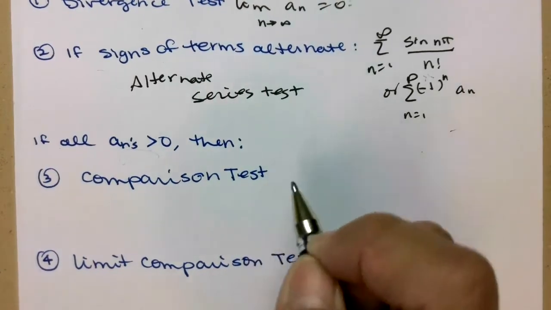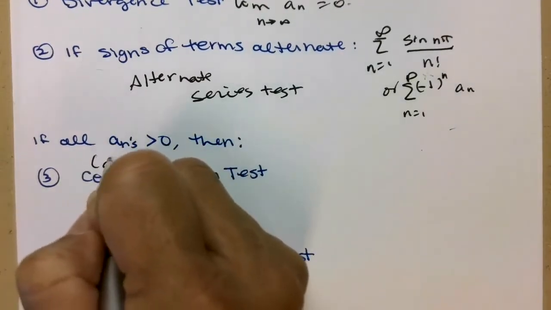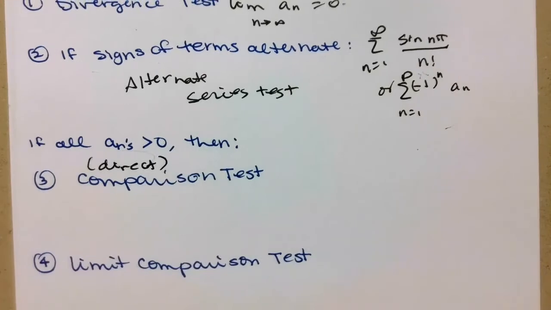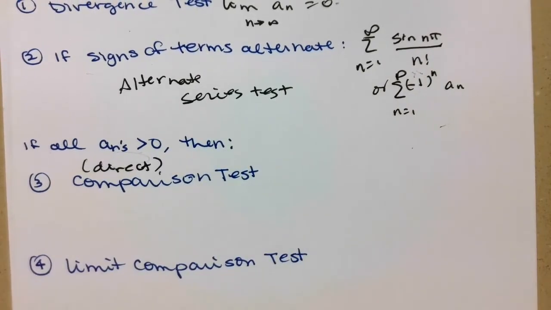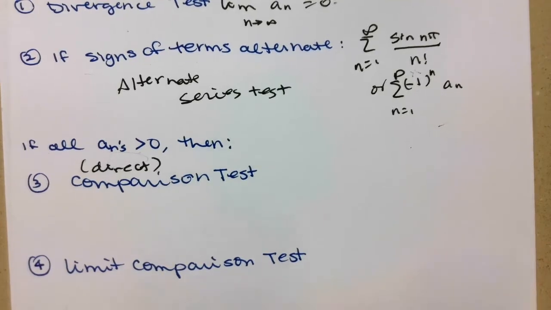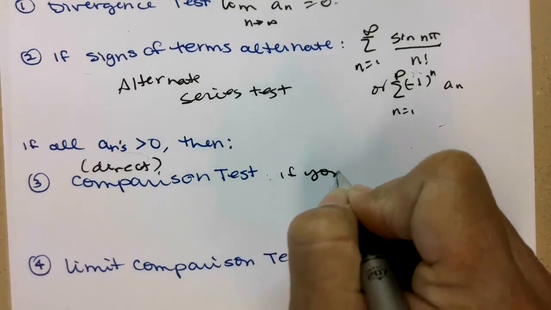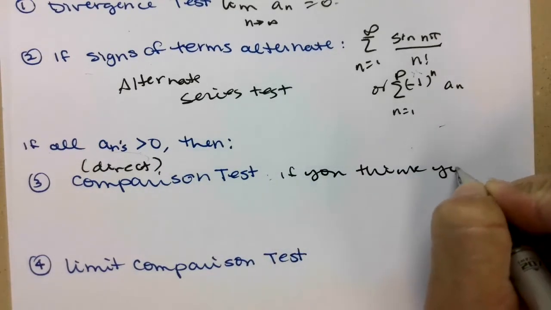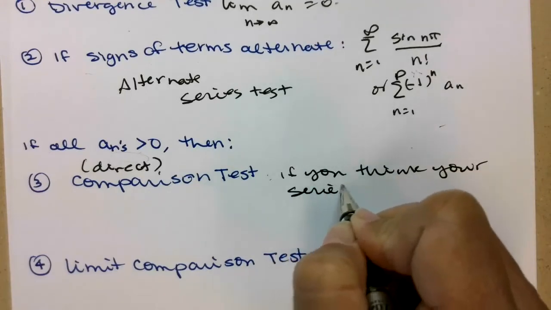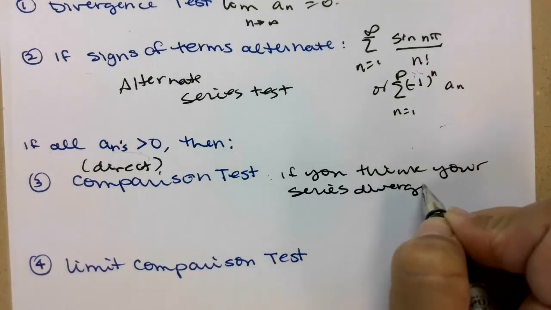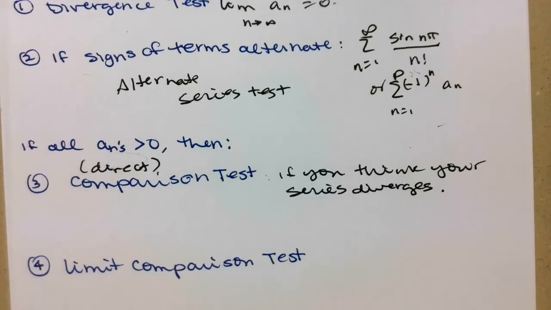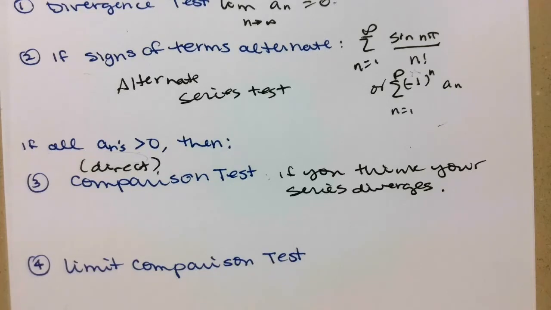The first one is the comparison test, sometimes called the direct comparison test. What's powerful about this one is that it works if the series converges or if it diverges, so you can show either one. There are just a couple of these tests that will actually help you show divergence. So if you think your series diverges, you can use this one.